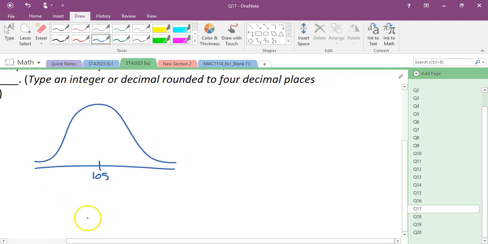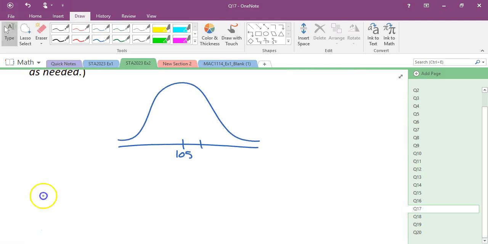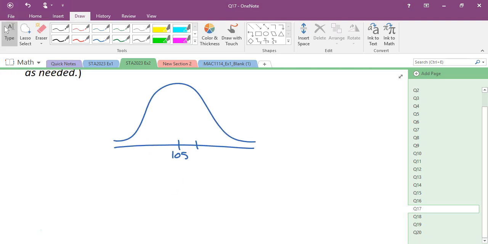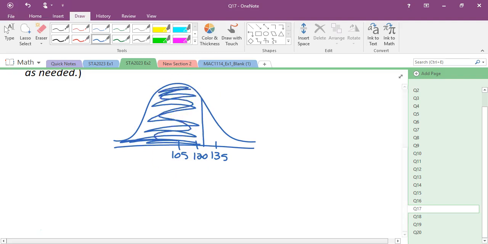So who is the next spot? 120. Because you got to add 15 on, right? Who is the next spot after that? 135. So we know that roughly we're looking for that kind of graph. Okay?